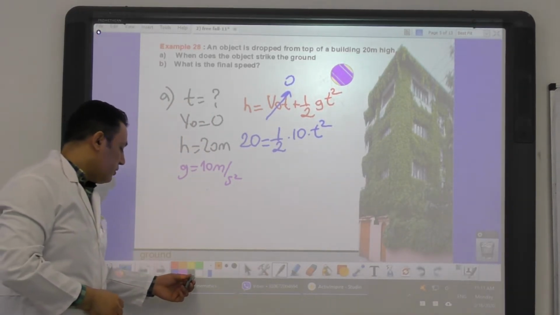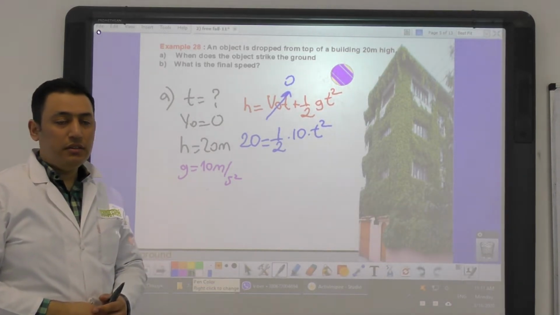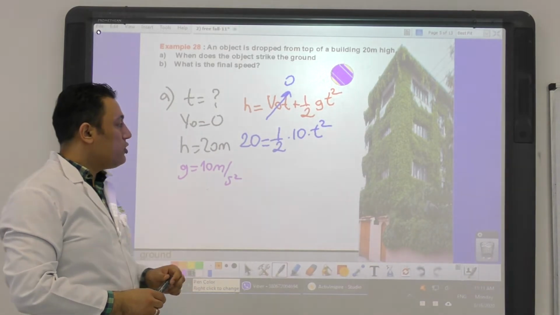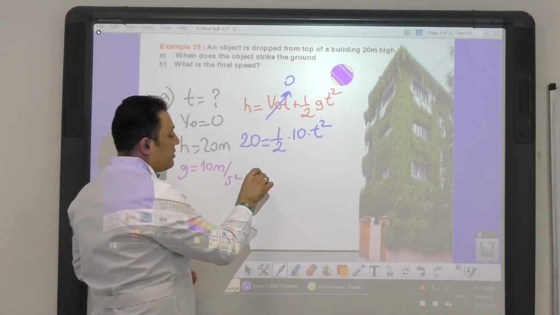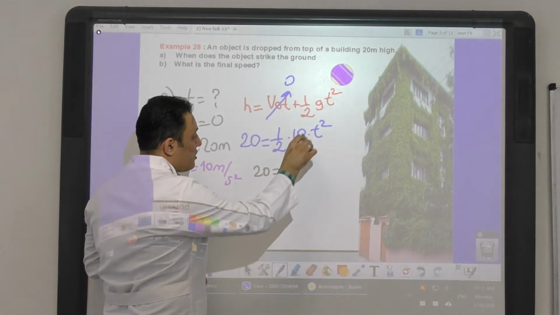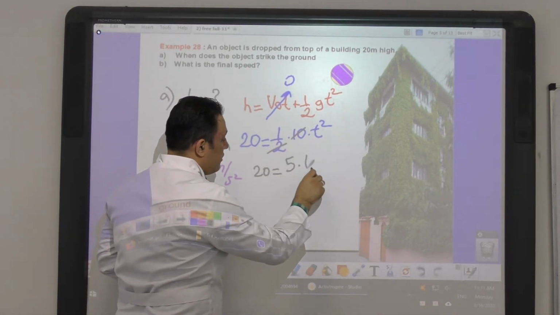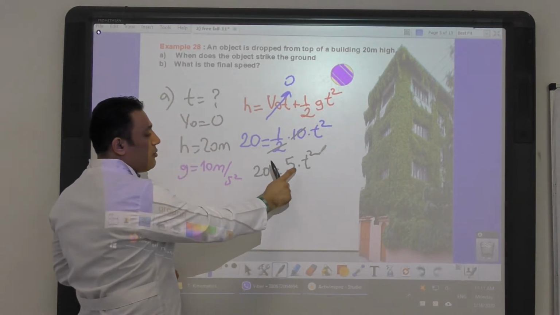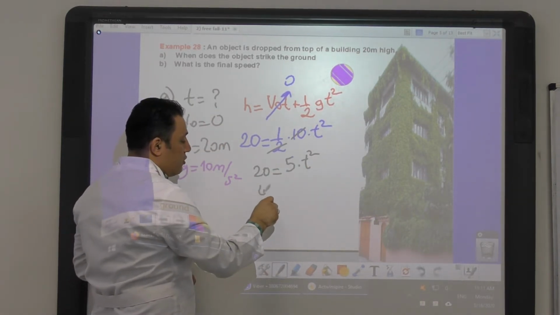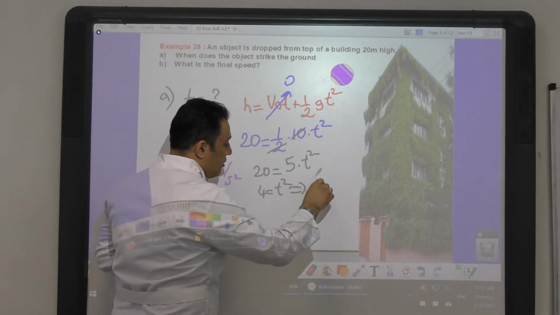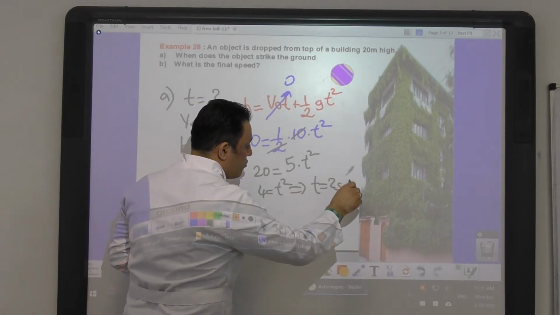Most of the children might be struggling to deal with these equations. So in order to simplify, I'm just going to divide 10 by 2, which is 5t squared. 20 is equal to 5t squared. So basically 4 is equal to t squared. Then t will be equal to 2 seconds.